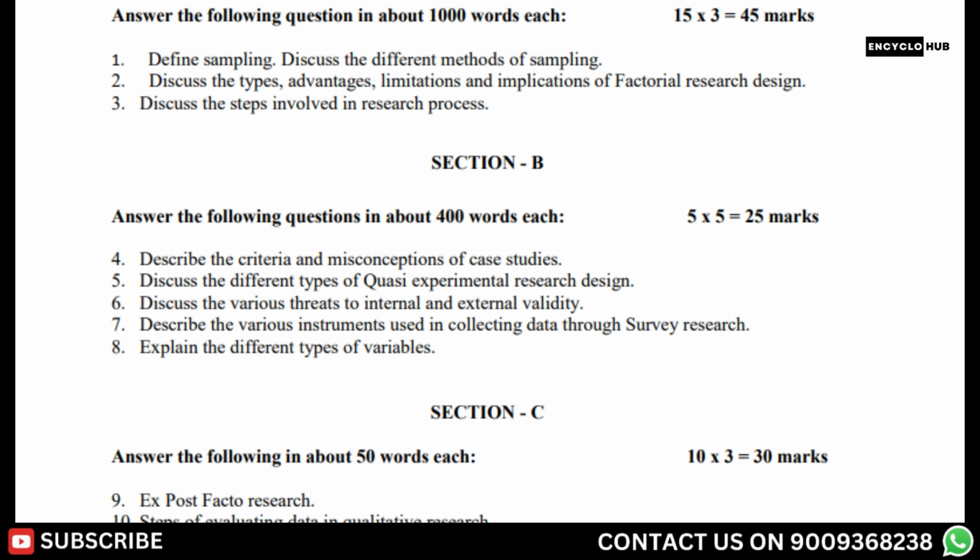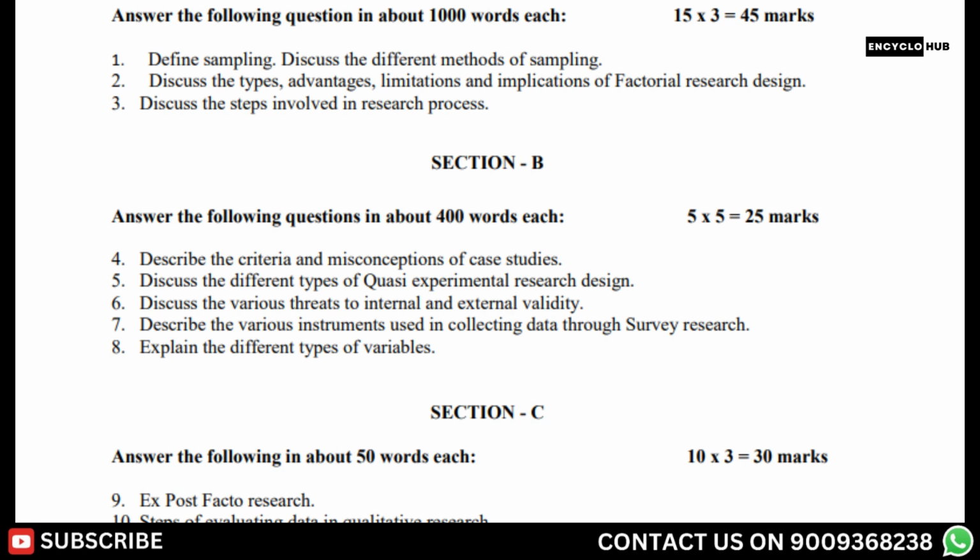9. Ex post facto research. 10. Steps of evaluating data in qualitative research. 11. Discourse analysis. 12. Strengths and weaknesses of field experiment. 13. Types of constructs. 14. Causal comparative research design.